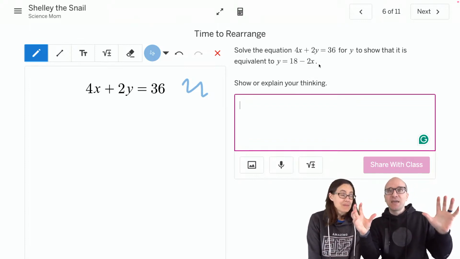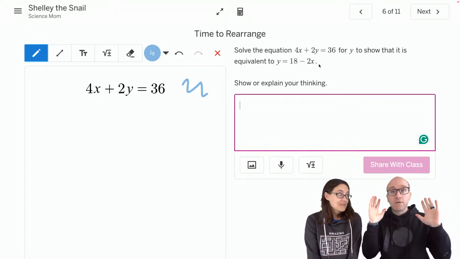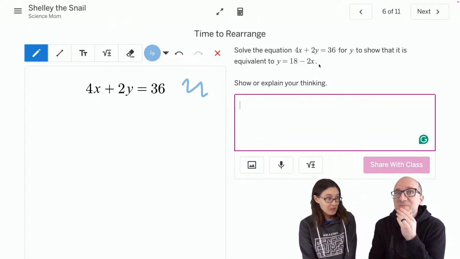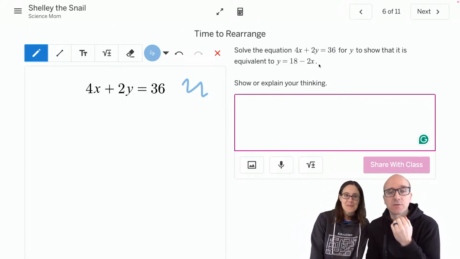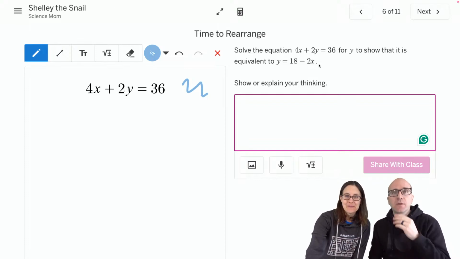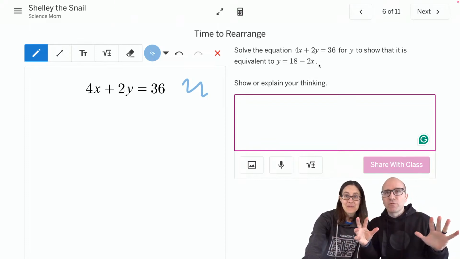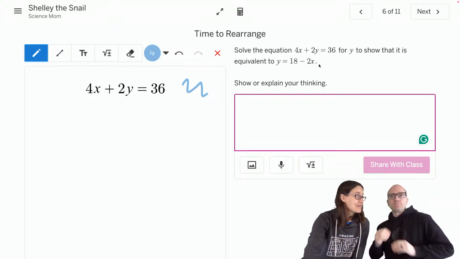Remember, think of it like a scale. Whatever you do to one side, you better do to the other side, otherwise you'll be out of balance. So if you multiply or divide one side by 2, then you need to multiply or divide the other side by 2. You've got to treat them the same. Exactly. So take a minute, see if you can work on this. This is a skill that we normally would have practiced a bit more before this lesson, but I just want to see what you can come up with. Good luck.